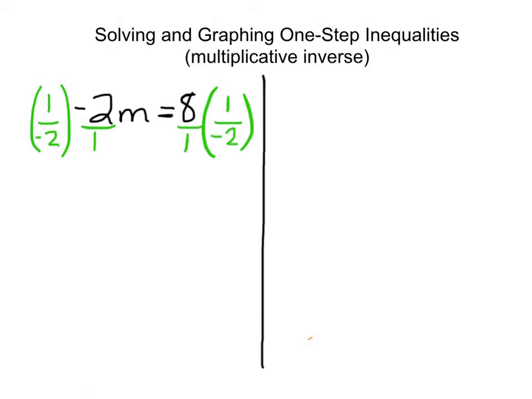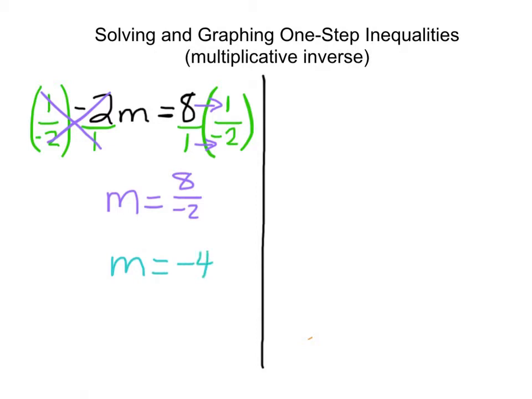When I multiply by 1 over -2 on the left-hand side of the equation, I'm going to be able to cancel these out because it creates a value of 1, and I can just write that as m. On the right-hand side of the equation, I'm going to have 8 times 1, which is 8, and 1 times -2, which is -2. So I'm left with m equals 8 over -2, which we can simplify, and that becomes m is equal to -4.